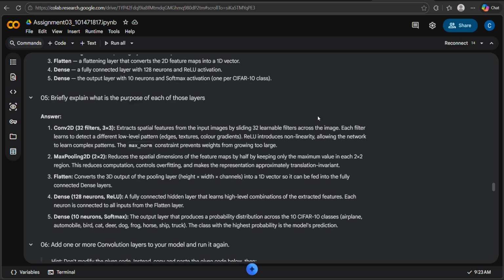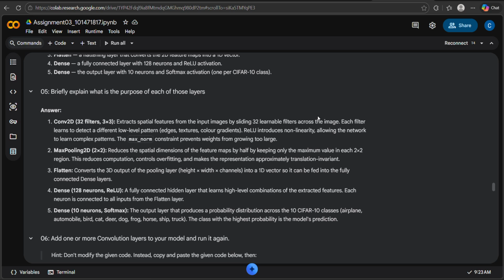Question 5, purpose of each layer. The Conv2D layer slides 32 filters across the image, each learning to detect a different feature: edges, texture, color, gradients. The max pooling layer downsamples by taking the maximum in each 2x2 window. This reduces computation and makes the features roughly translation invariant.